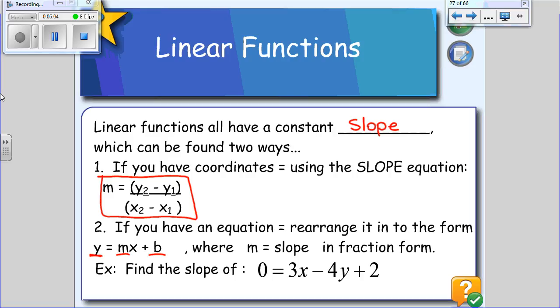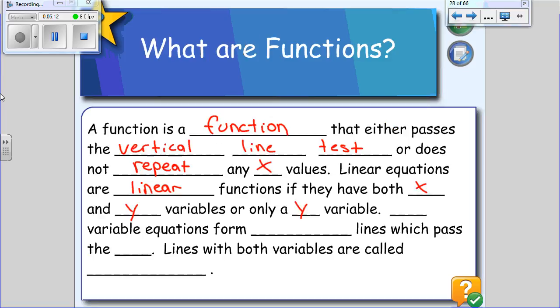There's no x squares or there's no z's. There's nothing crazy in there. There's just an x and a y. Boom, it's simple. Anytime you have two variables, you're good. It also works out if there's just a y variable. So if it's like y equals 2, that would still count as a function, a linear function. Y variable equations, looking at y equals 2, for instance, form a horizontal line.